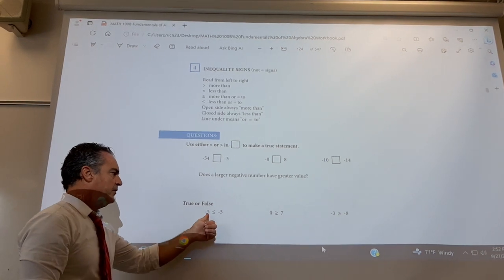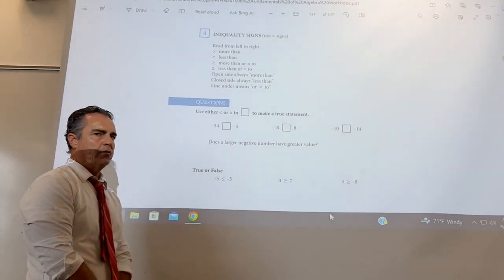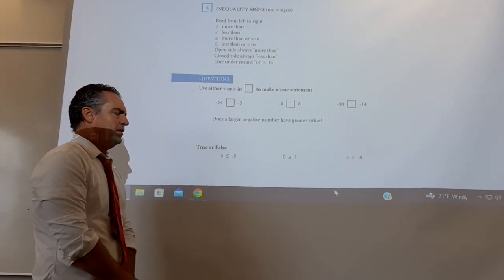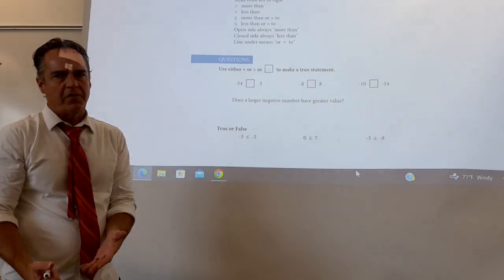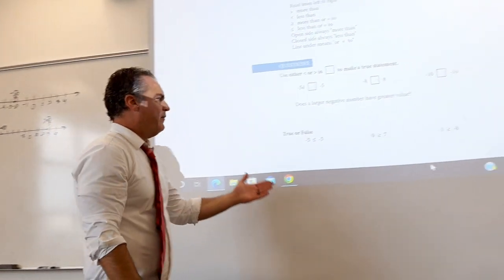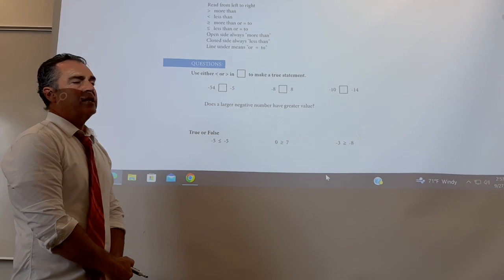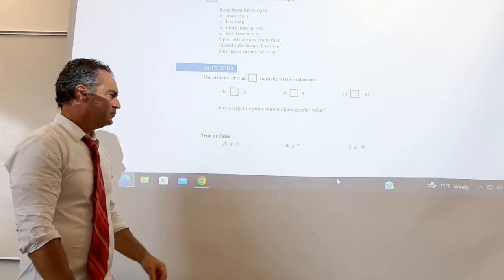Is negative 5 less than or equal to negative 5? True or false? True. I get students like, no, Brother Rich, it's not less than. Yeah, but it is or equal. This is a less than or equal to statement. It has to be one or the other. If it's equal to, it makes it a true statement. Negative 5 is equal to negative 5. This is a less than or equal to statement. It doesn't say less than and equal to. It says less than or equal to, right?